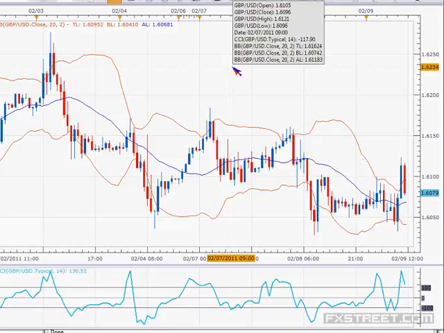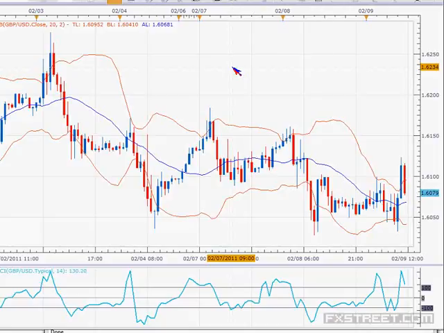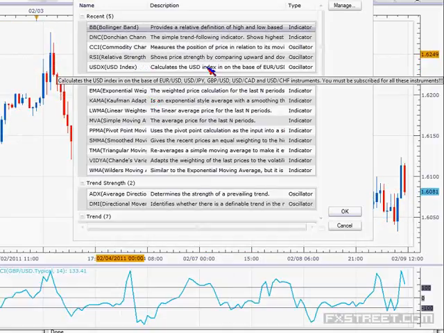What are your Donchian channel settings? 20. That's the standard input value that comes in if you're applying Donchian channels to your chart. And in this particular example, I'm using an hourly chart. And so on an hourly chart, I would use a 24 period input setting.